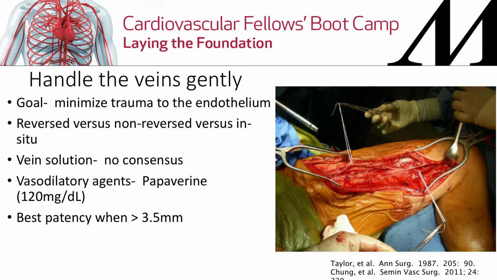For vein solution, there's no consensus, though most of them have some contribution of both vasodilatory agents like papaverine as well as heparin. You can use crystalloid, you can use some whole blood if you want to. But there is no consensus on what constituents you have to have in your vein solution, so long as it remains cold, it helps to dilate, and it doesn't clot. The best patency for greater saphenous vein is when you have a vein diameter greater than 3.5 millimeters. This is shown in the sub-analysis of the PREVENT III trial data: 7% occlusion rate versus over 14% when they're less than 3 millimeters.